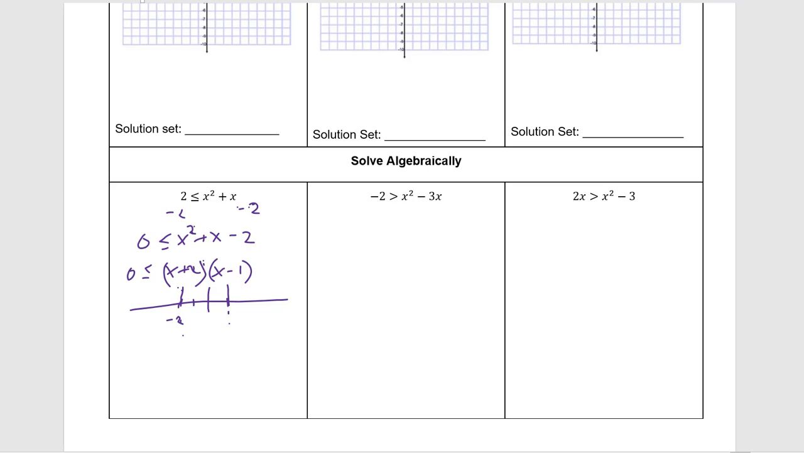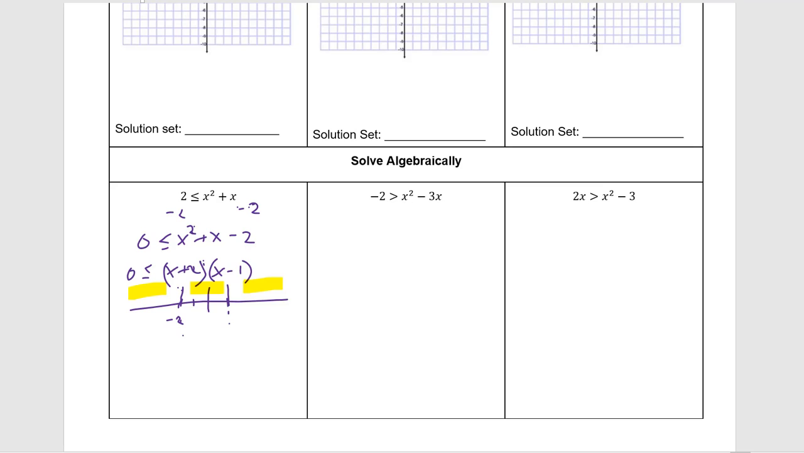And we want to test whether the function is above 0 or below 0 in each range. So we need to test above or below 0 for less than negative 2. We need to test above or below 0 between negative 2 and 1. And then we need to test whether it's above or below 0 for greater than or equal to 1. To do this, we simply choose a value in each of those ranges.